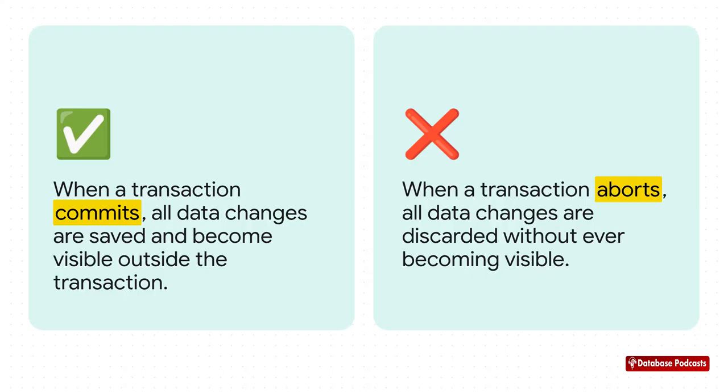So look, every transaction can only end in one of two ways. If everything goes perfectly, you commit it. And only then, at that exact moment, are all your changes saved and made visible to everybody else. But if anything goes wrong, say a server hiccup or a validation error, the transaction aborts. And when that happens, every single change is thrown out, like it never even happened.